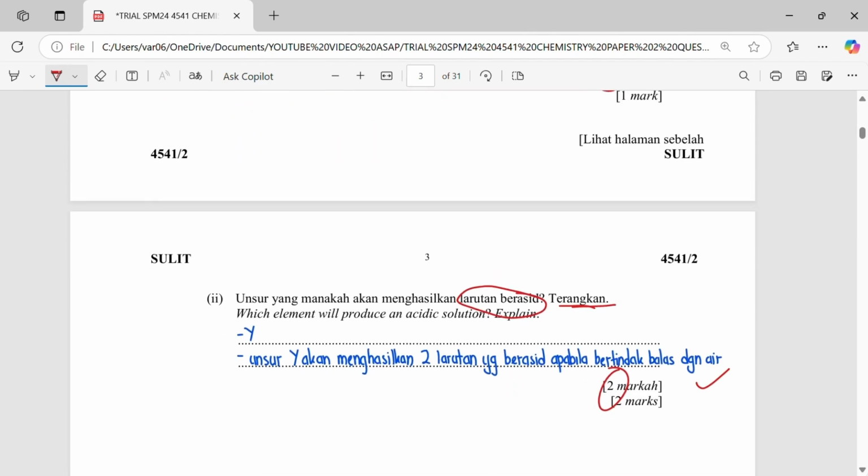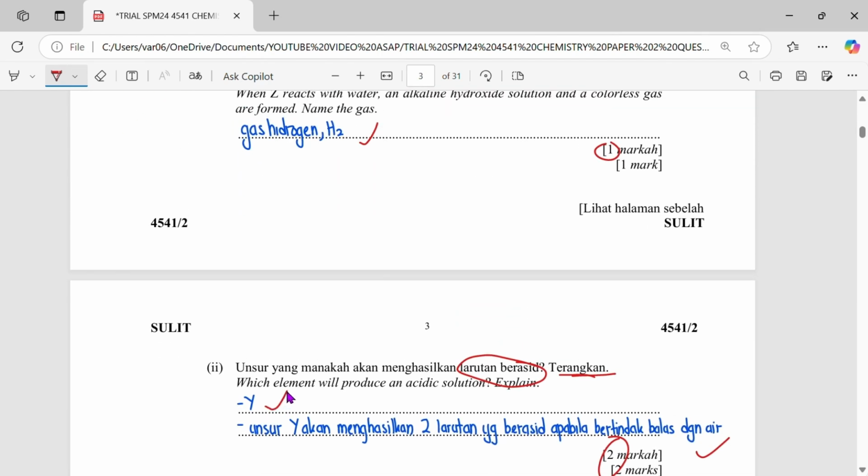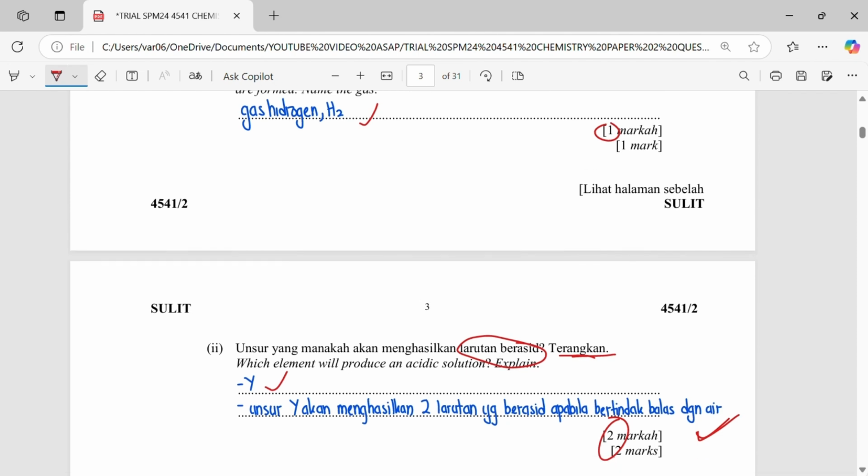Okay, so now going back to the question, unsur Y is the one yang akan menghasilkan larutan berasid. Explanation: unsur Y akan menghasilkan dua larutan yang berasid apabila bertindak balas dengan air. So you'll get 2 marks lah. Okay, you'll get 2 marks.